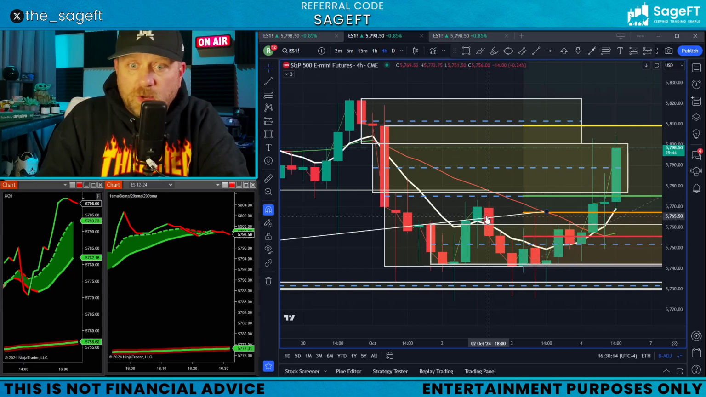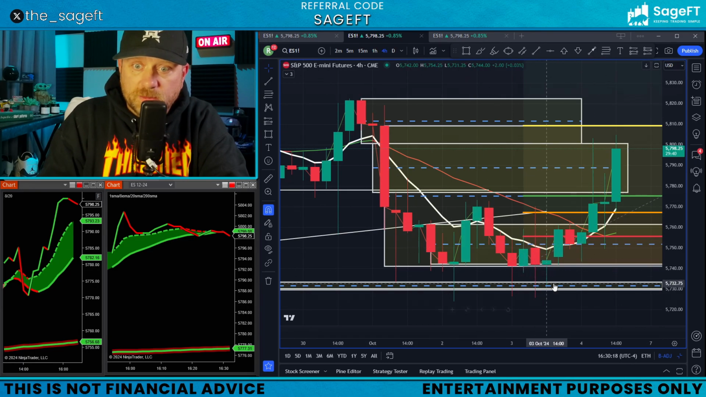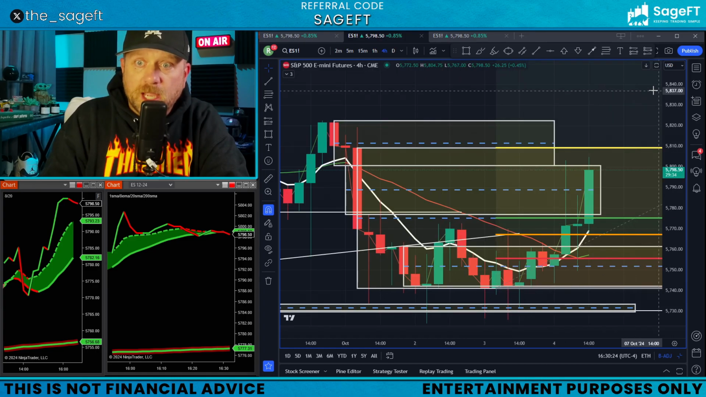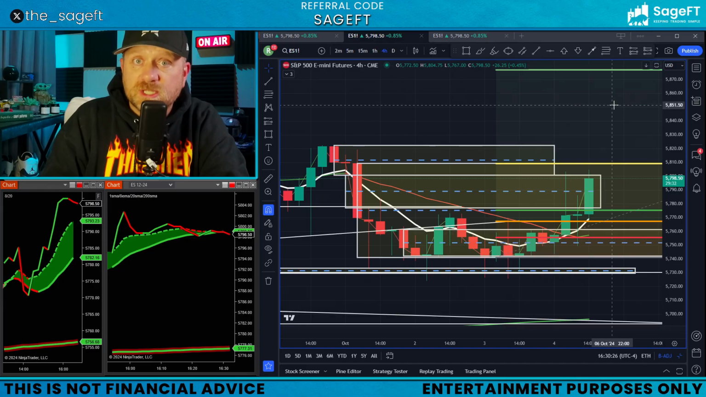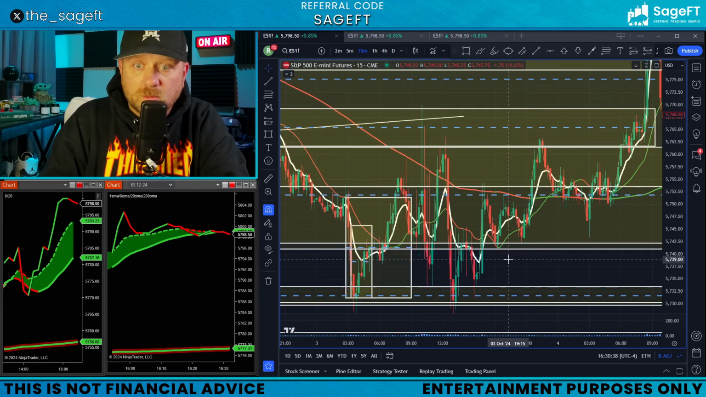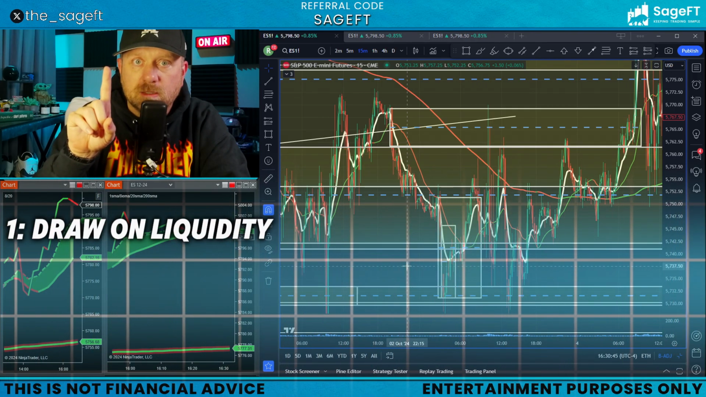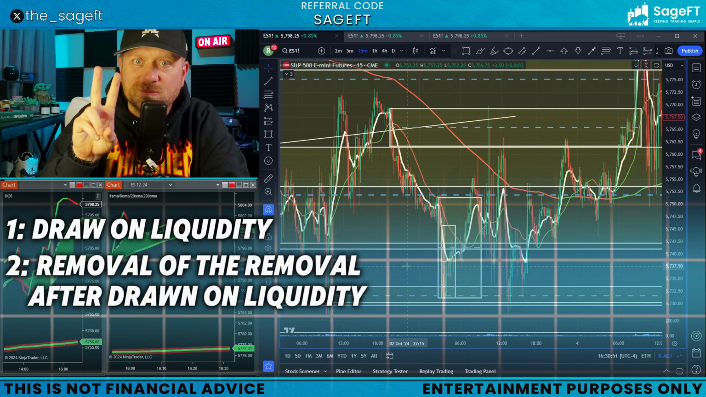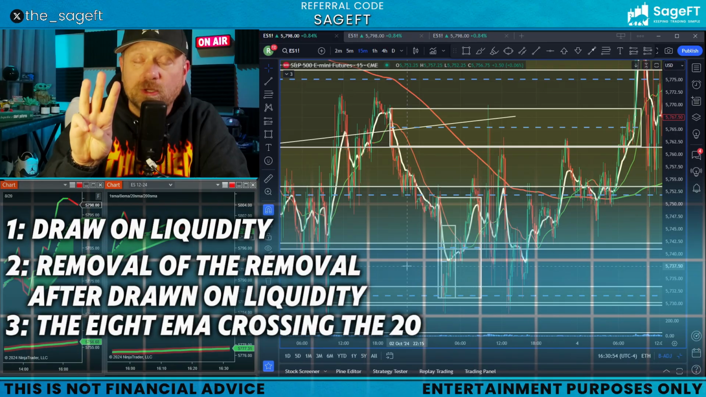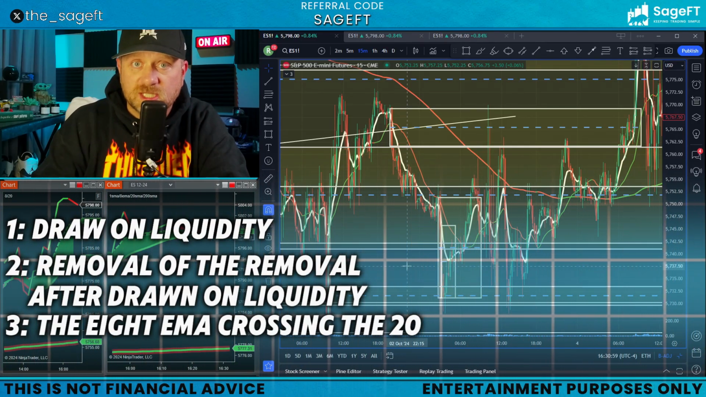And so what we have to do is dive into a smaller time frame to see if there's any entries, because this is the 4-hour chart. I do still have a call that expires 10/18. I am expecting this to go much higher, above 58.70. Okay, so now how do we enter on the 15-minute? The exact same way. Draw on liquidity, removal of the removal, and then the 8 going through the 20 at the same time as price, turning the 20 in the same direction as the 8 and price.